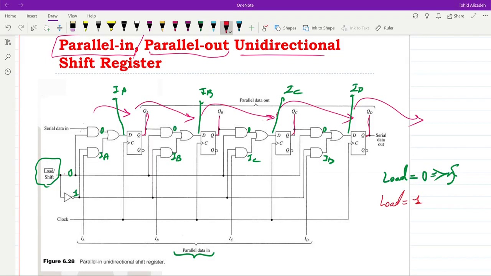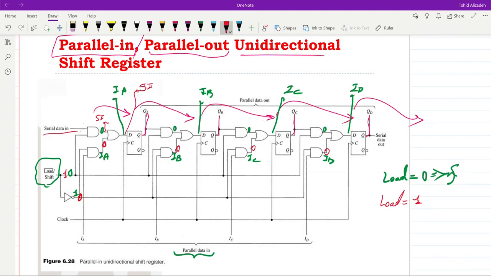When load is equal to 1, we will have 1 here, 0 from the output of the inverter. Therefore, the output from the second AND gate will be equal to 0 for all cases. The output from the first AND gate for the first stage will be equal to 1 and serial in. Therefore, here we will have SI, serial in. The input to the first flip-flop will be equal to SI.